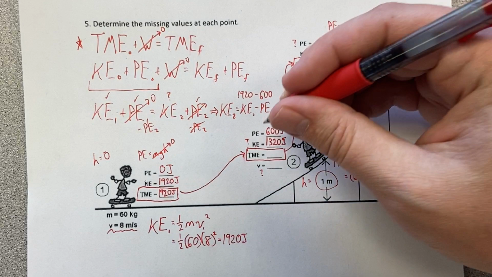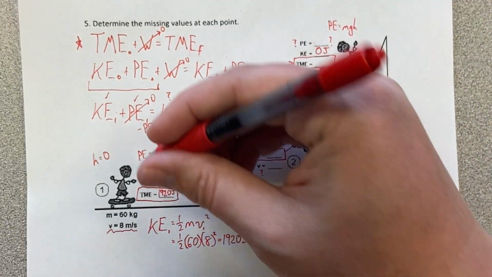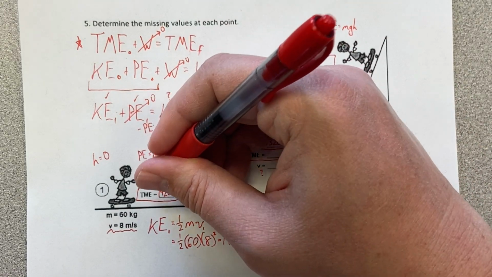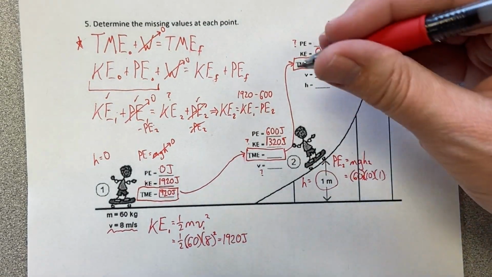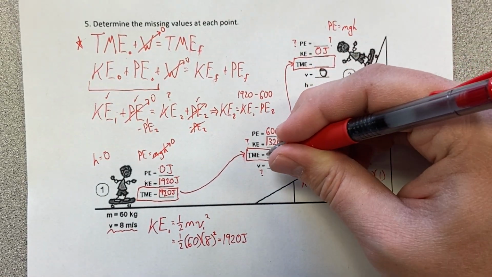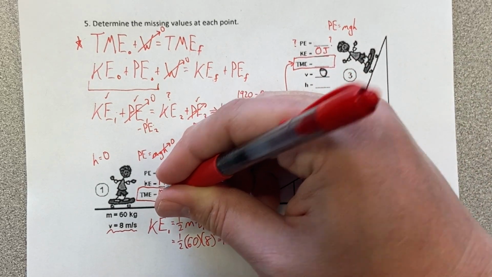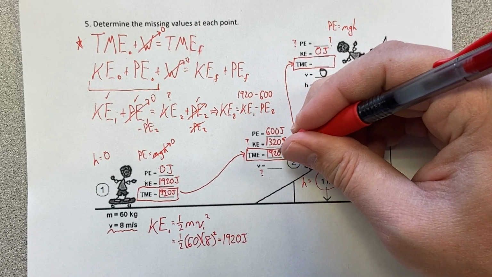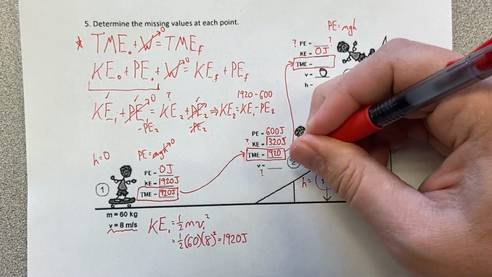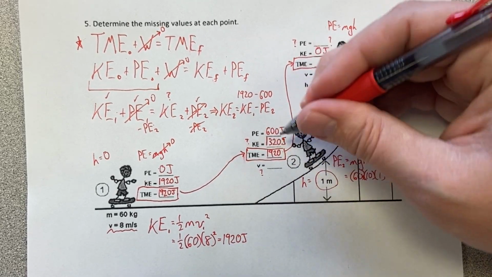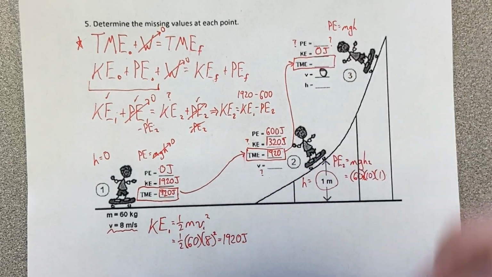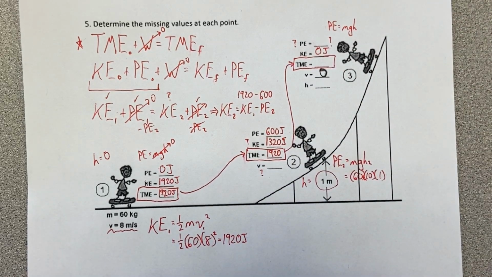The other way that students like doing it is setting up one of these PE, KE, TME grids at each point, because you probably recognized that we said earlier, total mechanical energy has to be the same at all of these points. I could have filled in my 1,920 and said 600 plus what equals 1,920, and that also would have given us our 1,320 joules.